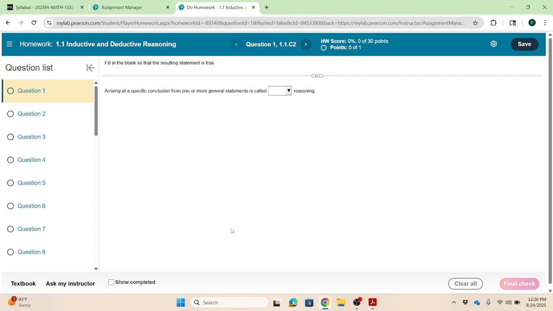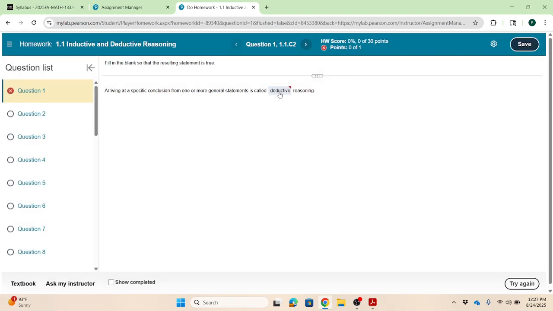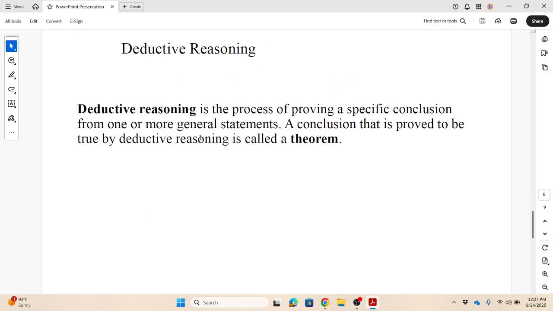Let's look at an example from homework. Fill in the blank so that the resulting statement is true. Arriving at a specific conclusion from one or more general statements is called inductive reasoning. That's the definition of inductive. Arriving at a specific conclusion from one or more general statements. It's the opposite of inductive reasoning, and there is a special name for that. I did not cover that, so let me go over that first, and then we'll go over that example one more time.